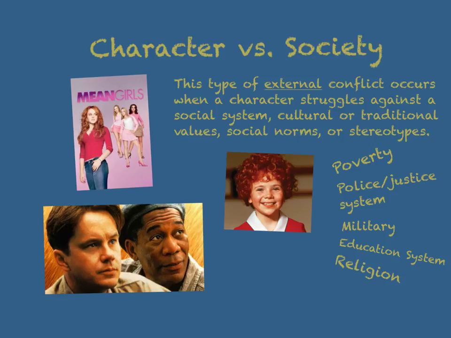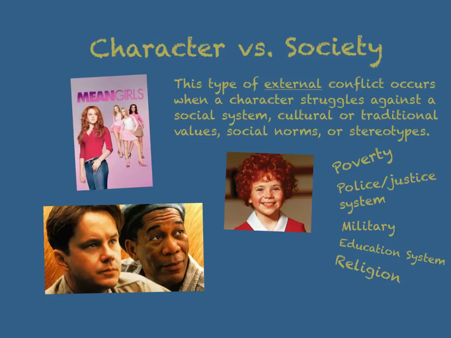Next we have character versus society. This is again an external conflict, and this occurs when a character struggles against some sort of social system. It could be cultural or traditional values, social norms or expectations, or stereotypes.